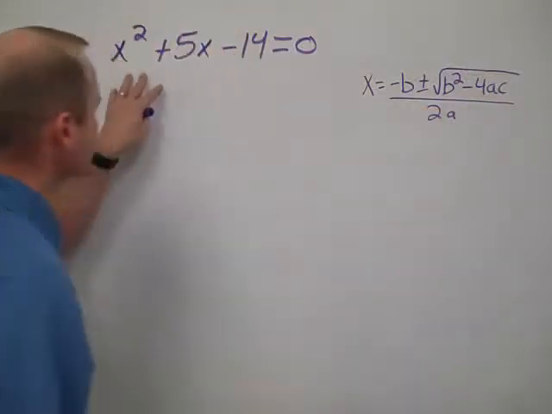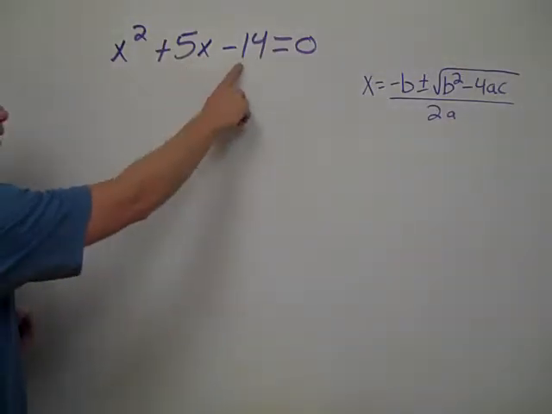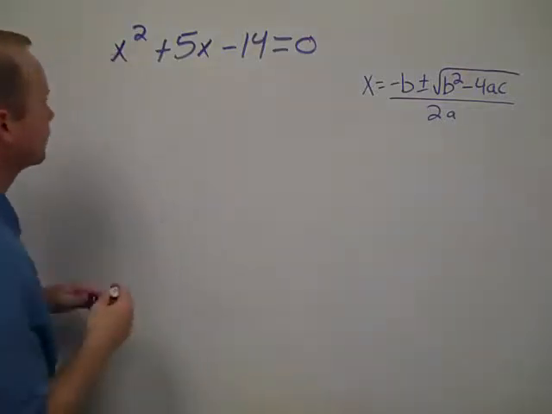Okay, now here's our equation. It's a quadratic equation: x squared plus 5x minus 14 equals 0. So all we're going to try to work on doing here is solving this one.